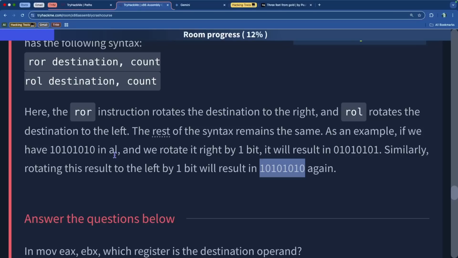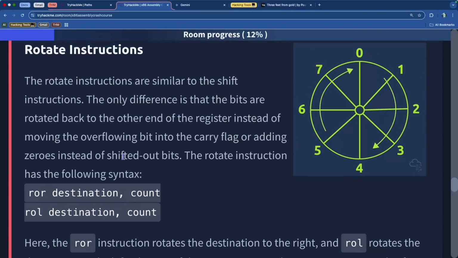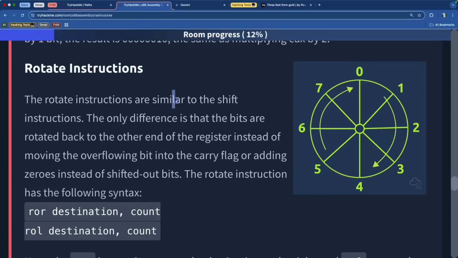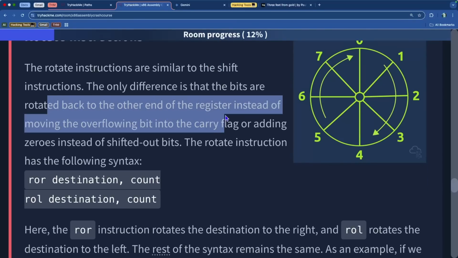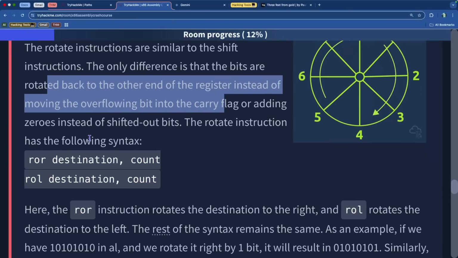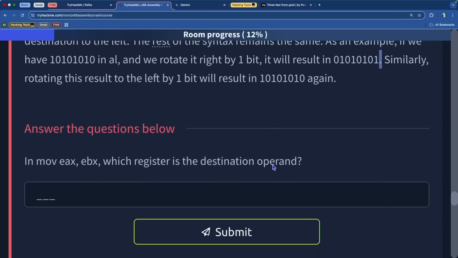So rotate, I want to say, does essentially the same thing that you would do with the shift left or right. They're similar to shift left or right, except that the bits are rotated back to the other end instead of actually being moved to a carry flag, right? So this is essentially just taking this last 0 and putting it here. It's being rotated. So it's taking that last 0 and putting it to the front. And if we rotate to the left, it'll take this 0 and put it back at the end again, instead of putting it inside of a flag, for example.